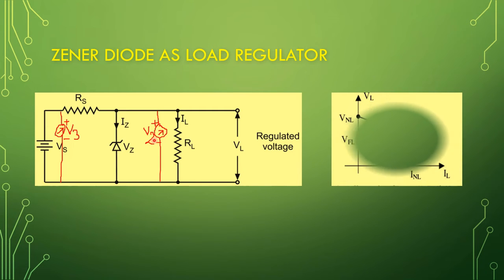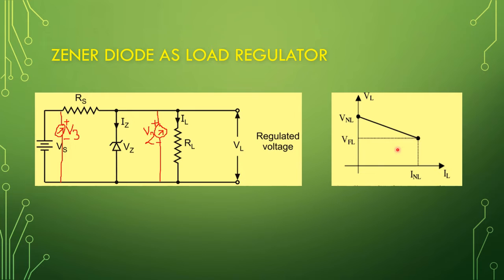So this is the load regulation graph. We discuss about this graph in a later section. First of all, here this X side is denoted by IL or load current, and this Y side is denoted by load voltage or regulated voltage, that is VL. This voltage is called no load voltage VNL, and this voltage is called full load voltage VFL. And this current is called no load current. I will later discuss this graph.